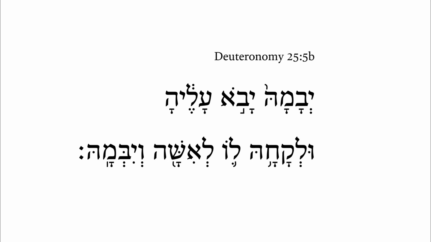Deuteronomy 25:5b. Yevama yavo aleha, ulekacha lo leisha veyibama.